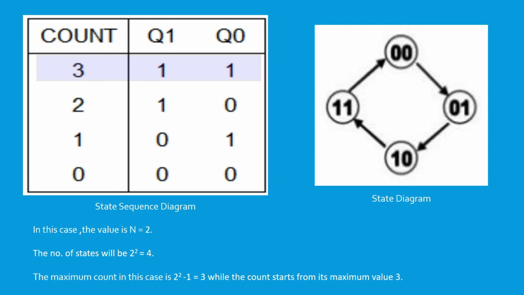So the state diagram also has 4 states: 0 0, 0 1, 1 0 and 1 1, and it is switching its states in a circular closed manner as described by this diagram. For a 2-bit counter, we have n equal to 2 and the number of states will be 2 to the power 2, which is equal to 4, and the maximum count in this case will be 2 to the power 2 minus 1, which is equal to 3, while the count starts from the maximum value 3. In the case of a 2-bit counter, the number of counts will be 4, since 2 to the power 2 is equal to 4.